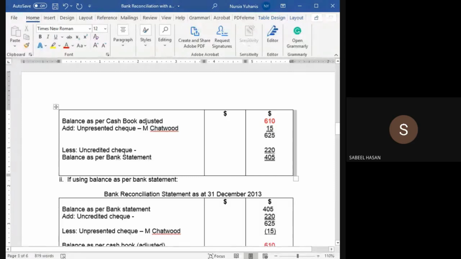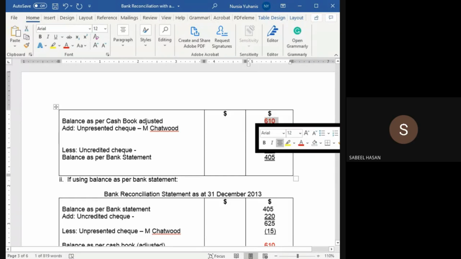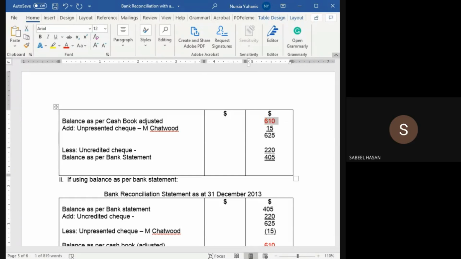But the difference is only your balance, because you prepare a new one, or we call it the adjusted cash book. So of course the balance of your cash book will become different. 610, how do you get 610?